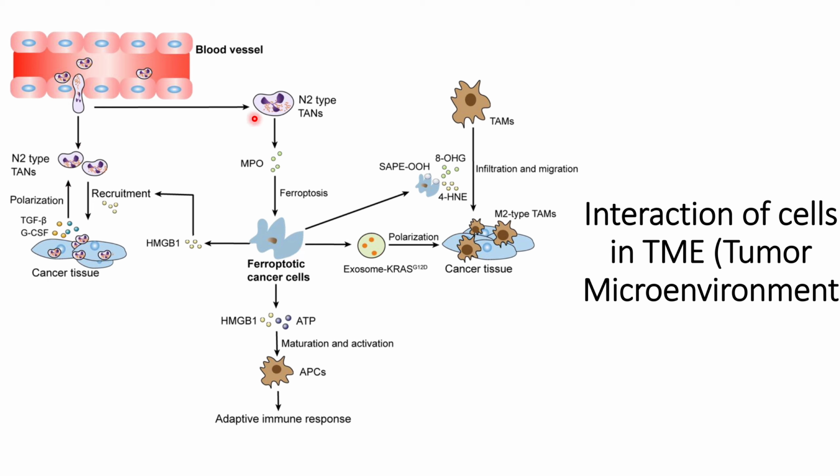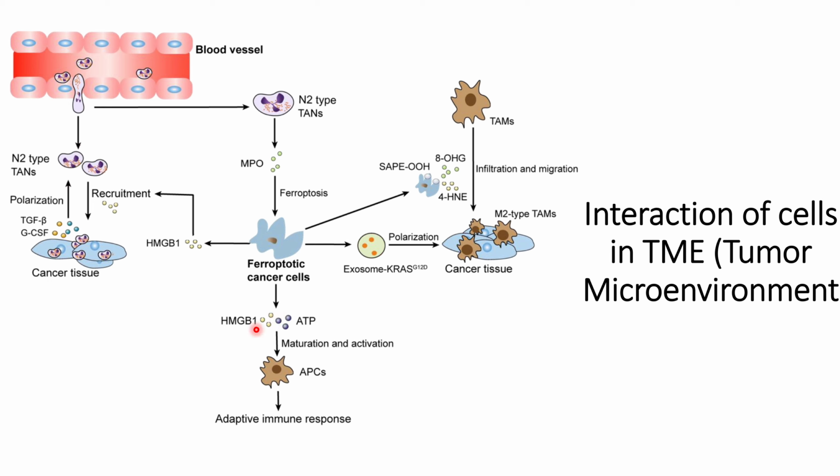these neutrophils will release some cytokines that will trigger the ferroptosis of the cancerous cells, and this ferroptosis of the cancerous cells will release some of the DAMPs, and that will further mature and activate the dendritic cells into antigen presenting cells, and that will trigger the immune response. So this is how the cancerous cells get ferroptotic, and after that, it will release some of the DAMPs and also some of the other molecules such as HMGB1 and ATP.